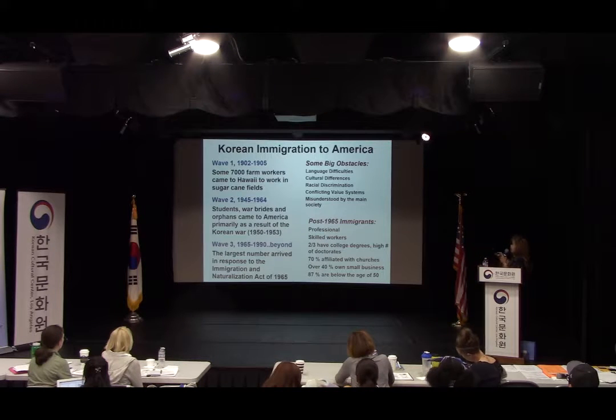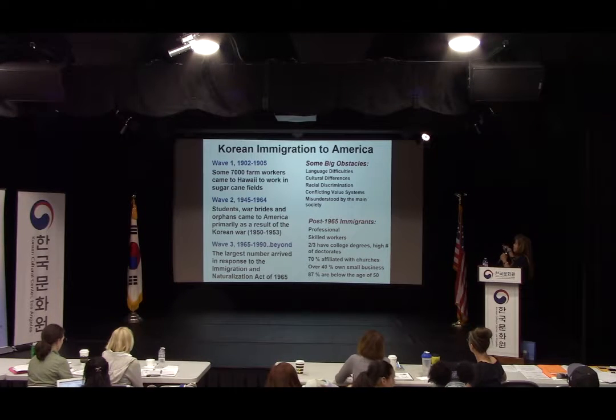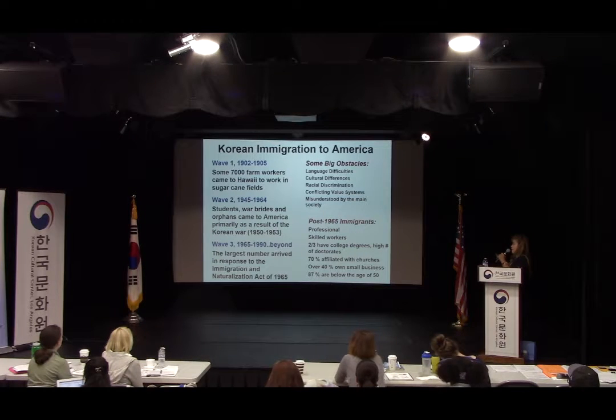I know a lot of the other speakers went through the immigration to America. Wave 1 was 1902, 1905, when the farm workers came to Hawaii to work in the sugarcane fields. Obstacles they faced were language difficulties, cultural differences, and racial discrimination. Also a conflicting value system, and being misunderstood by the main society.